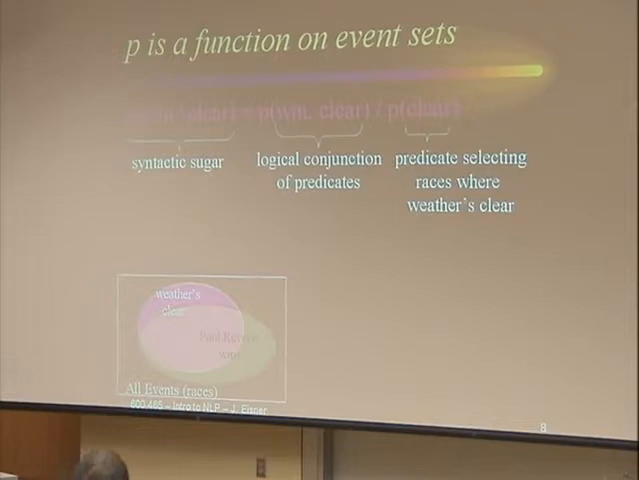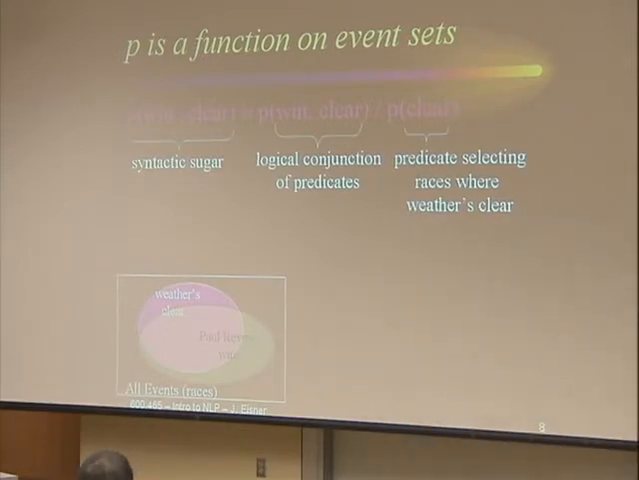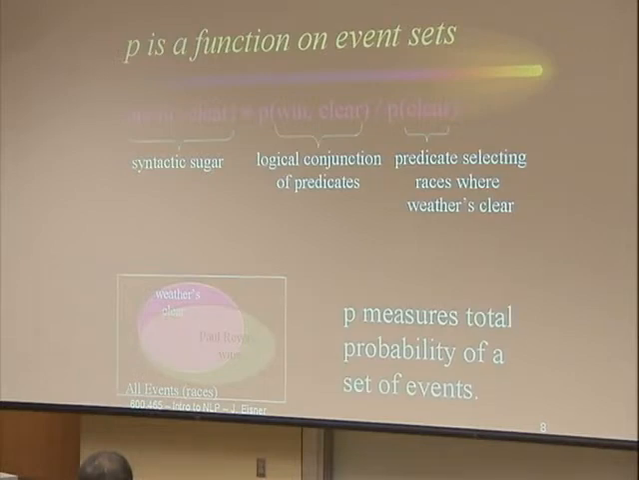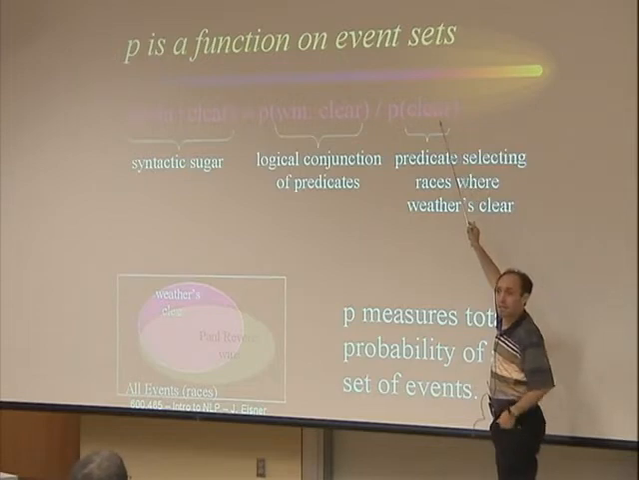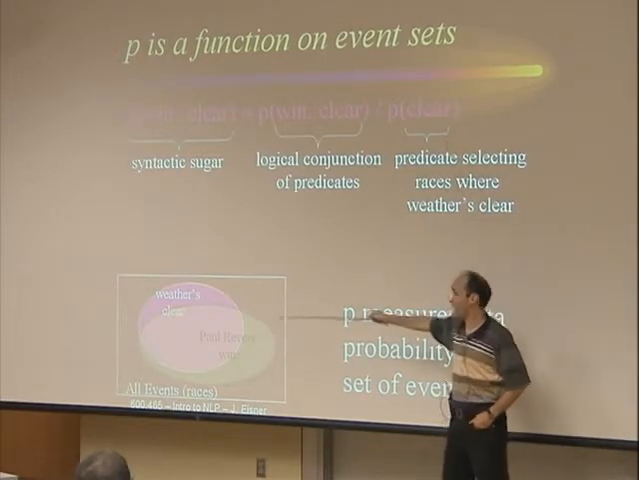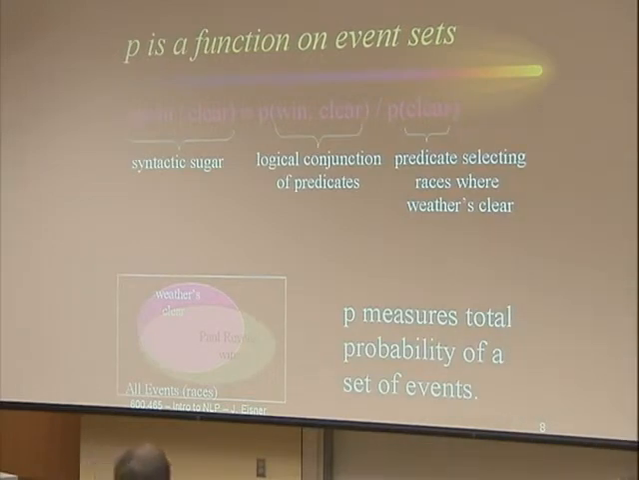And this comma here denotes conjunction. So this is common in logic that you use comma to mean and. Okay, so this is when Paul Revere wins and the weather is clear. So it picks out exactly the points in this intersection. Okay, so what P is doing is, given some set of events, it's measuring the total probability, like the area inside the ellipse, or inside the intersection of the two ellipses. That's what P does. If you want to know how to do this formally, then take a formal probability course and you'll learn measure theory.